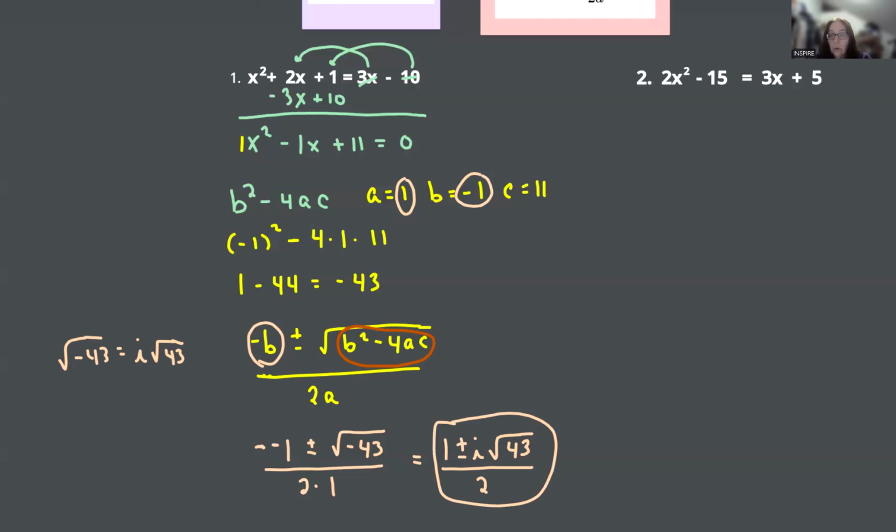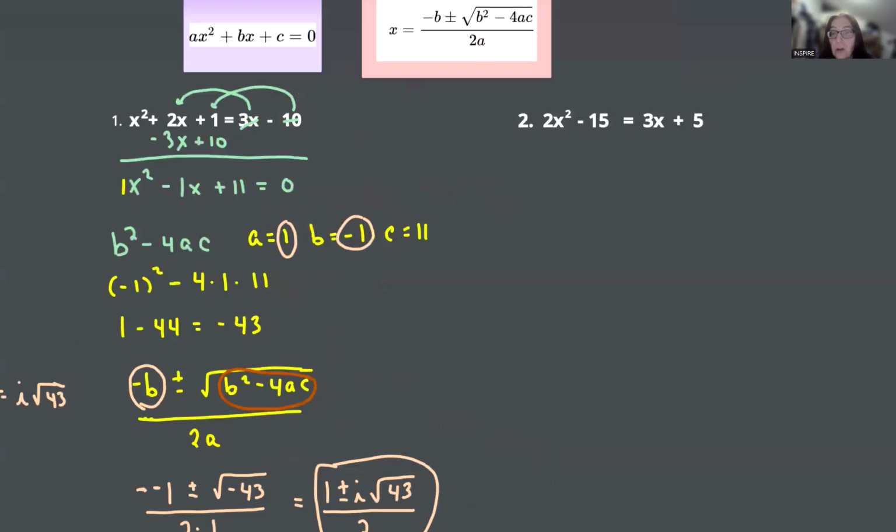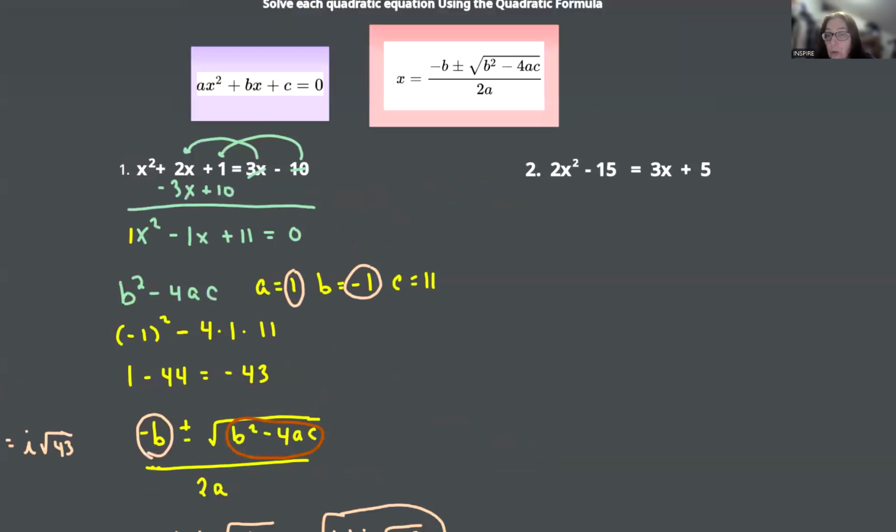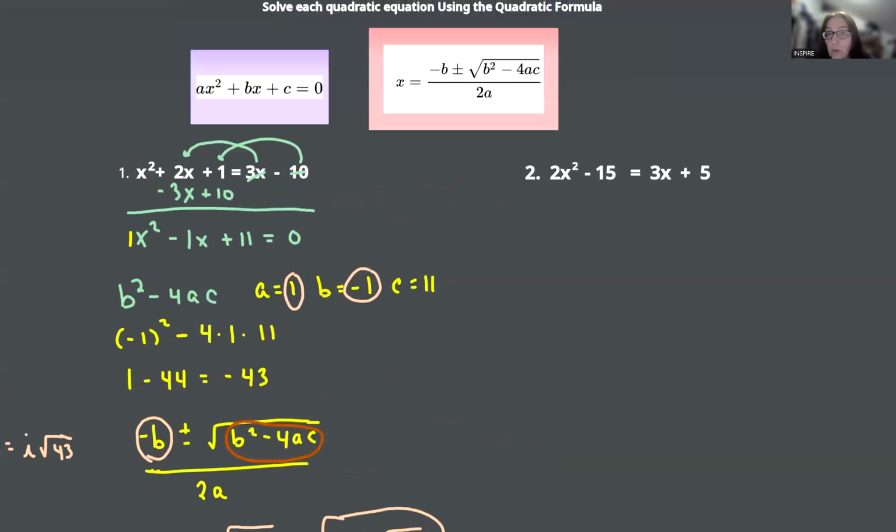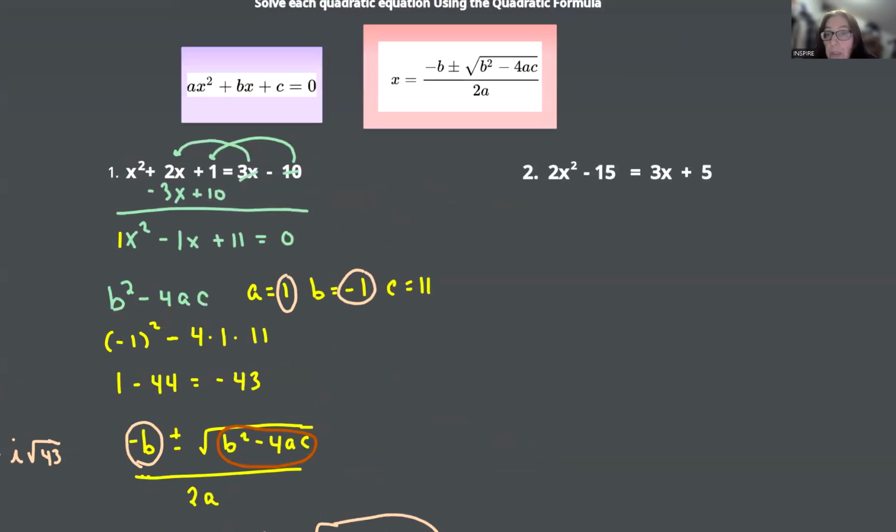So let's do one more like this. Right away, when I look at this next equation, the first thing I'm asking myself is, is it equal to 0? When I look at this equation, no, it's not equal to 0. We need to make it equal 0. So we need to bring that 3x over. And we need to bring this over.